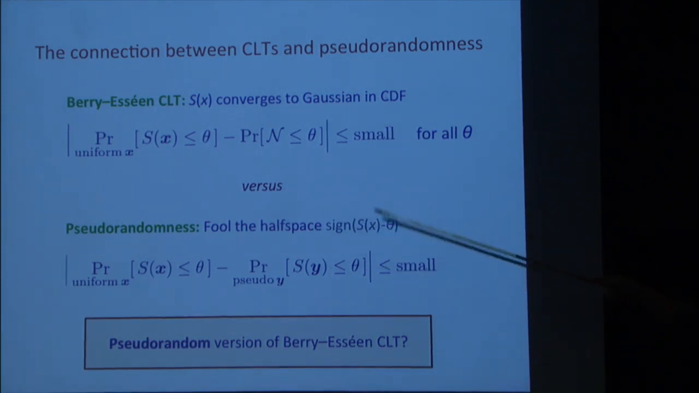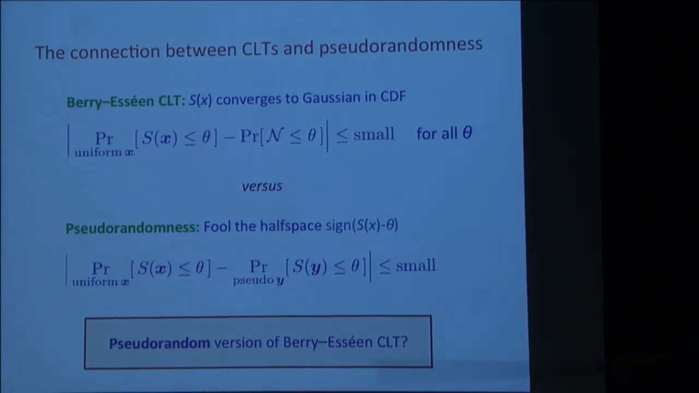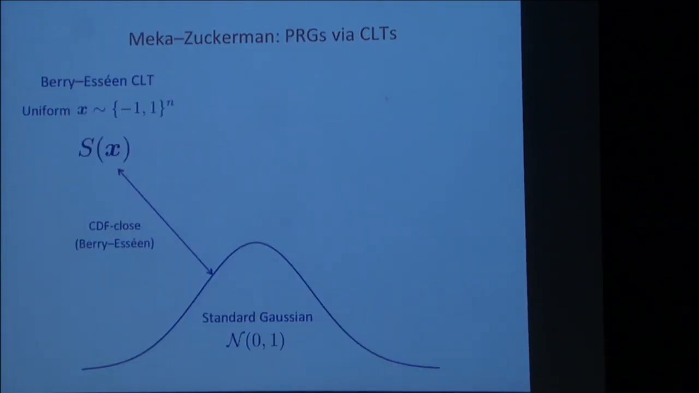So this inspired Meka and Zuckerman at least to think, if you can come up with some pseudo-random version of the Berry-Esseen theorem, if you can fool the proof of the Berry-Esseen theorem using a small amount of randomness, then you'll actually get a pseudo-random generator for these functions. And that's exactly what Meka and Zuckerman did. They wrote this beautiful paper in 2010, which launched a line of work on coming up with pseudo-random generators for linear threshold functions, intersections of LTFs, polynomial threshold functions, and so on and so forth.